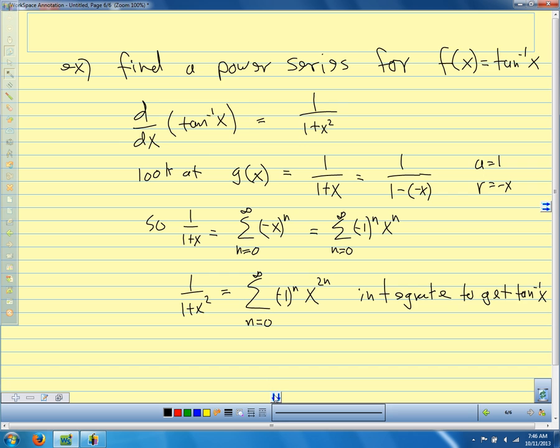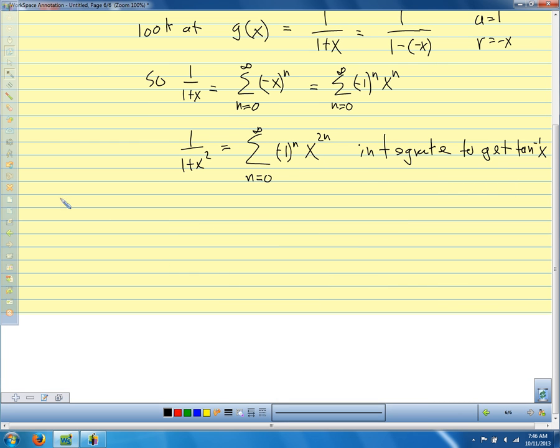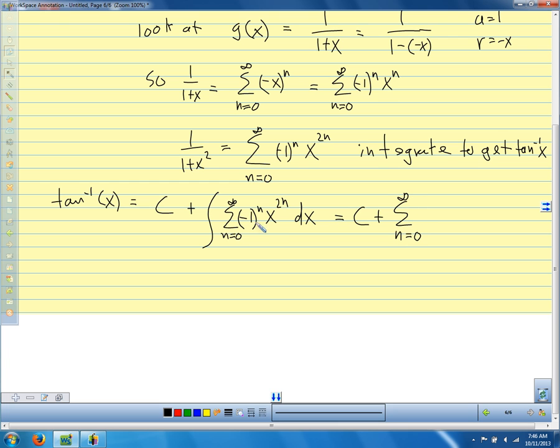Now we're going to integrate this. So the inverse tangent equals, and I'm going to put my c out here, we need to explicitly account for that, plus the integral of the sum of n equals 0 to infinity of minus 1 to the n, x to the 2n dx. I don't have to worry about the sum and the minus 1 to the n inside the integral. So when I integrate, I get c plus the sum n equals 0 to infinity. What's the integral of x to the 2n dx?